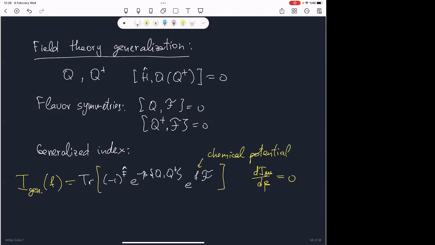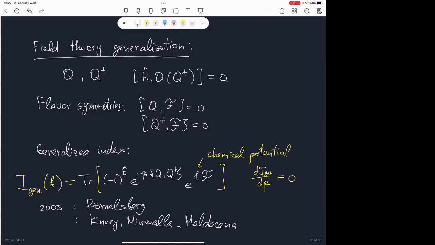Somehow no one realized that it's an interesting object, and then only in 2005 two groups introduced it: one, Römelsberger, I sometimes forget names, I'm sorry if I wrote the wrong name, and another one, Kinney, Minwalla, Maldacena, and someone else. I don't remember, there should be one more name.